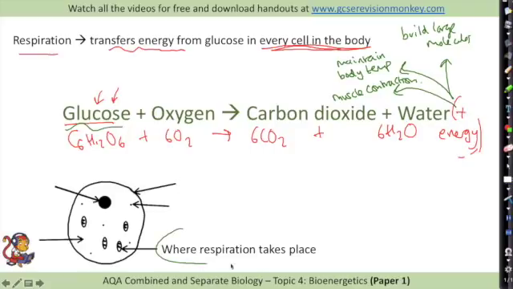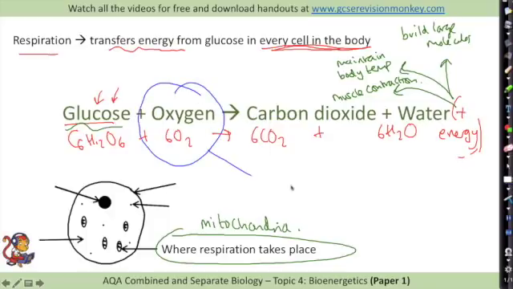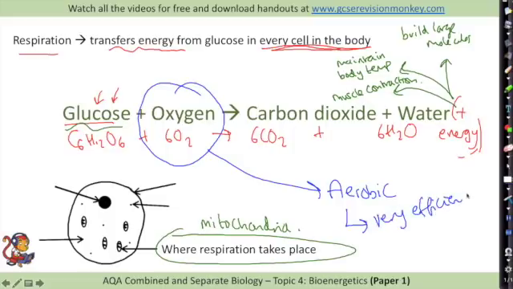And this is where it takes place in the cell, in these subcellular parts called the mitochondria. So aerobic respiration is the one that involves oxygen. If you see oxygen, think to yourself aerobic respiration. And this is the one that is very efficient, meaning that lots of energy is released through aerobic respiration.